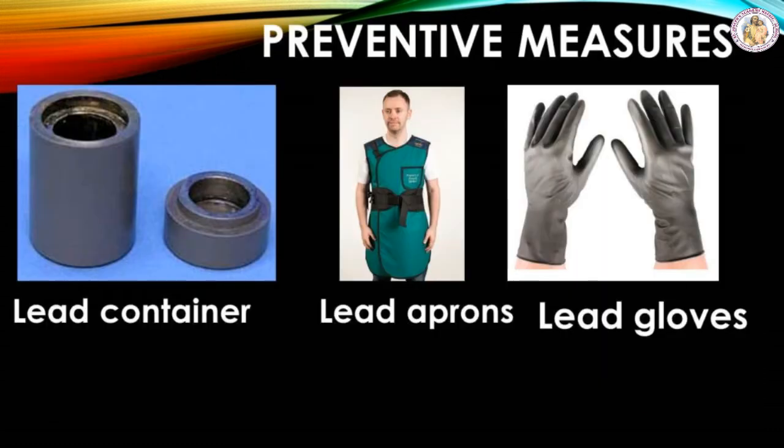Preventive measures. Radioactive materials should be kept in a thick walled lead container. Lead coated aprons and lead gloves should be used while working with hazardous radioactive materials. You should avoid heating while handling radioactive materials. The radioactive materials should be handled only by tongs or by a remote control device. Dosimeters should be worn by the user to check the level of radiations.